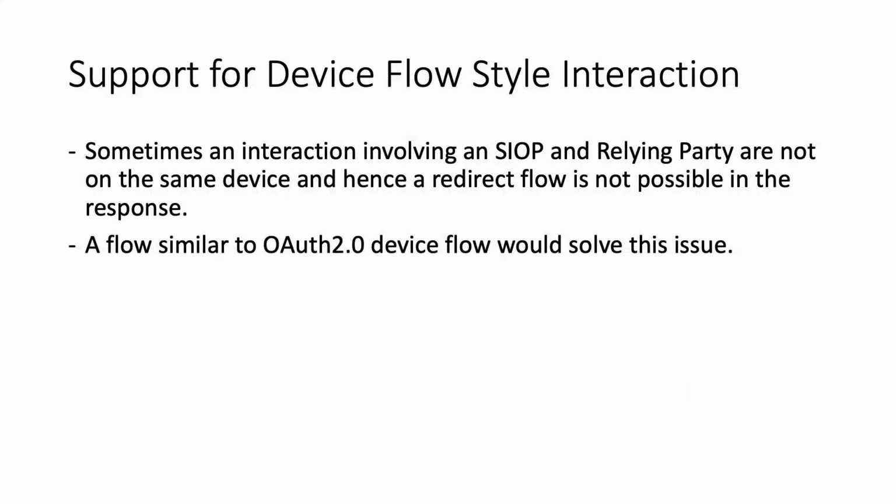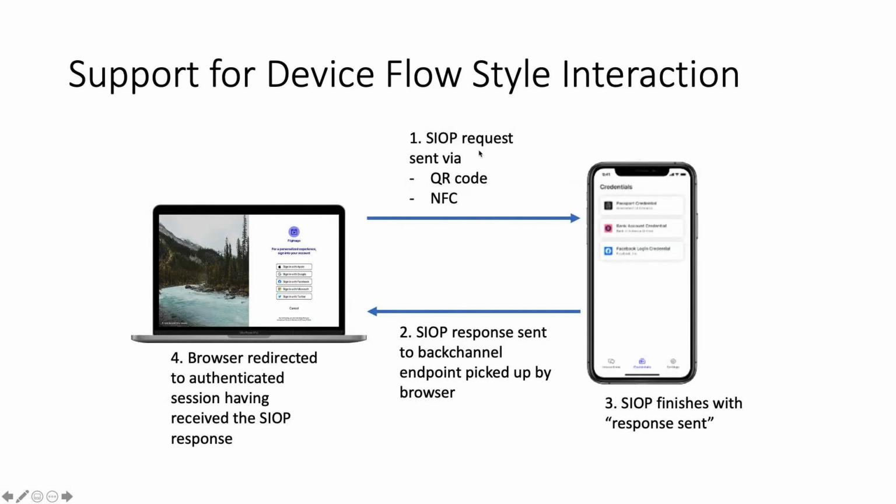Okay, and lastly, I'd like to raise a proposal around what I'm calling a device flow style interaction, which is a flow similar to OAuth2 device flow. Sometimes the SIOP and relying party are not on the same device, and hence a redirect flow back from the SIOP to the relying party's website is not possible. An example of this is a request sent over a QR code or NFC or some form of transport mechanism that communicates that request.